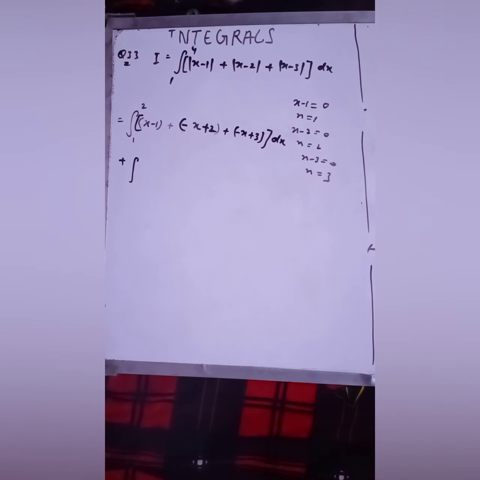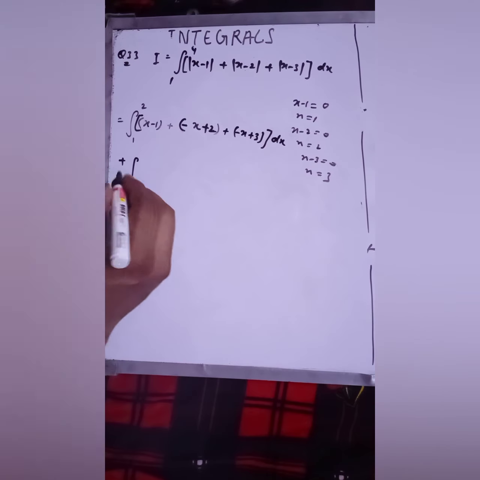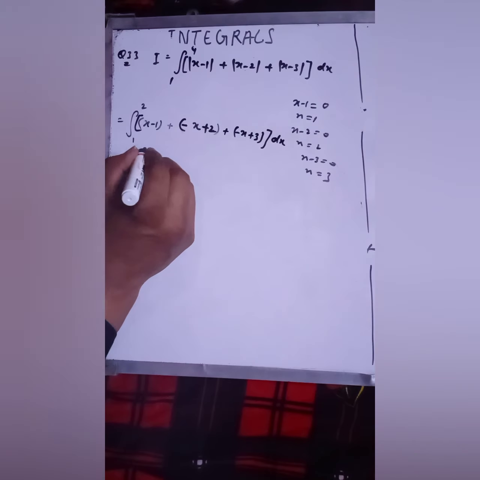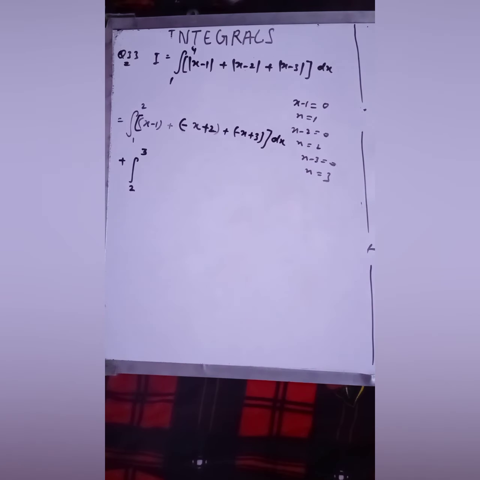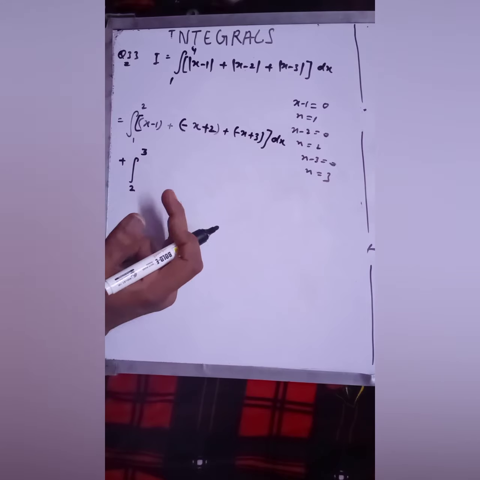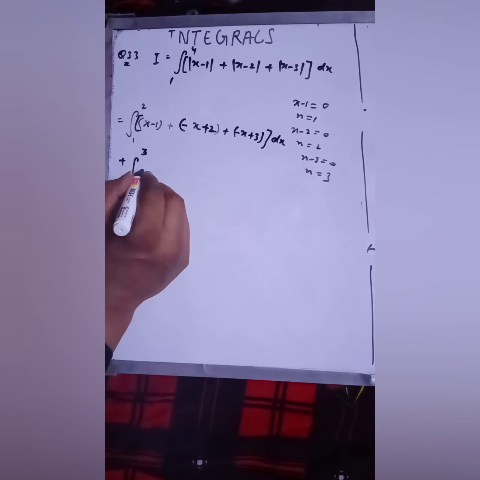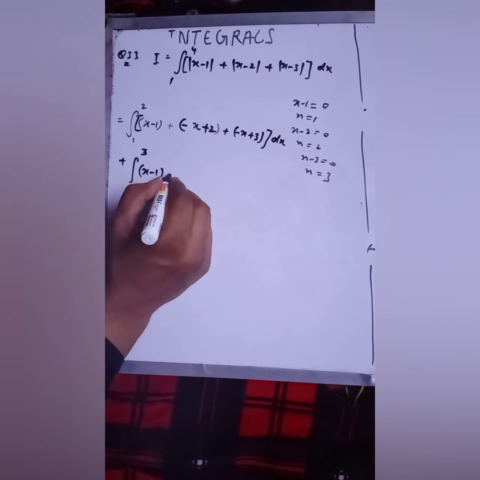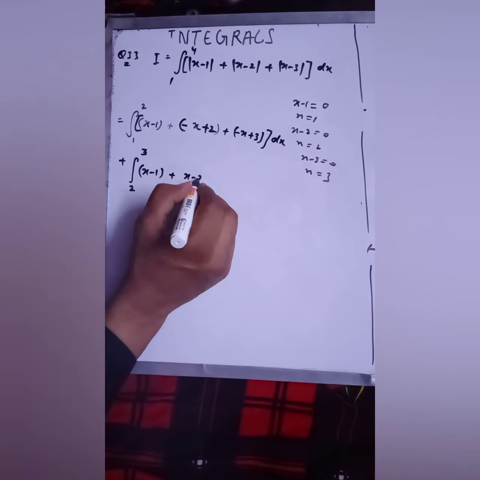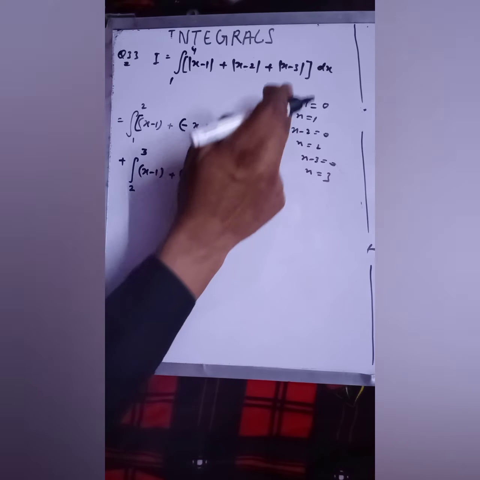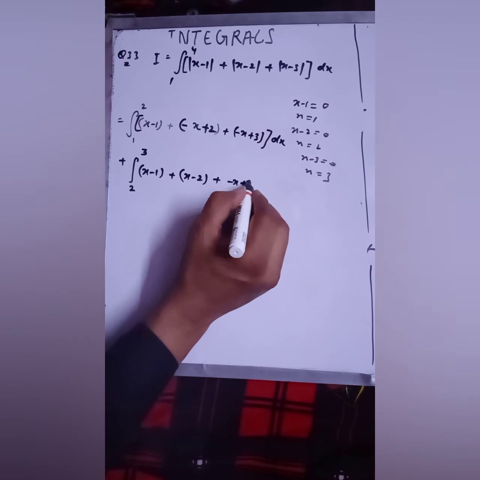now you have to take the limit from 2 to 3. From 2 to 3, the value of this will also be positive, plus, and this is also positive, but this will be negative, so it will give you minus x plus 3.